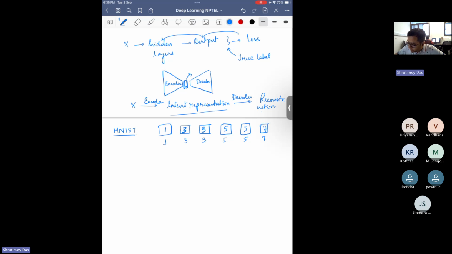Take the example of 5 here. If the network learns that this is how the 5 looks like, and suppose during testing you give it an input something like this, it will not give a good result, because it knows that the 5 will have one straight line here, one straight line here, and a curve here. But here the handwriting is different. What we want the network to know is that all of these threes, all of these fives, this 7, this 1, should be encoded in a similar space, right?